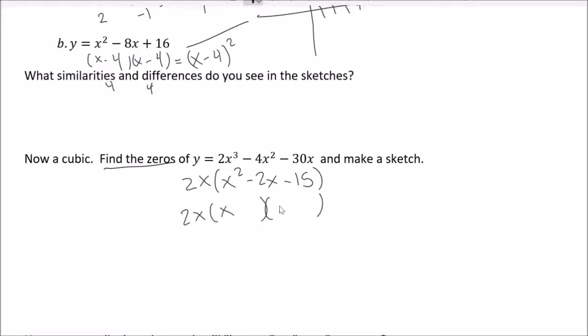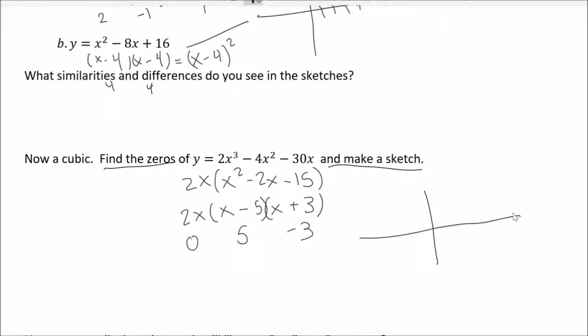Okay, so we're going to have an x here, and a little x there. We're looking for numbers that multiply together to be negative 15 and add together to be negative 2. So I think that's a minus 5 and a plus 3. Again, how do we know when we're done factoring? Well, can you look at this and read off the zeros? Sure. 0, 5, negative 3. And make a sketch? Yeah, not a problem.